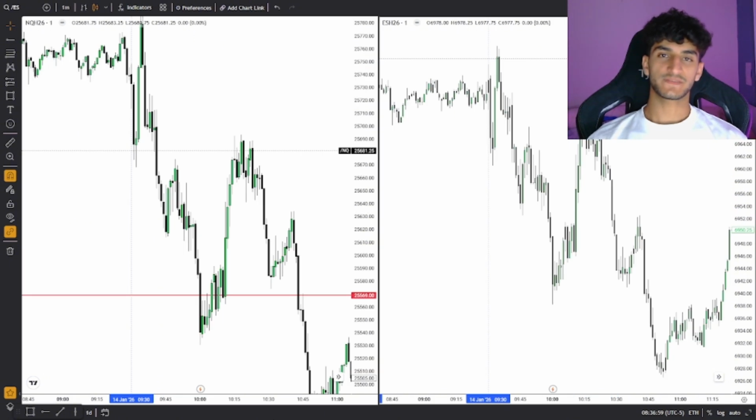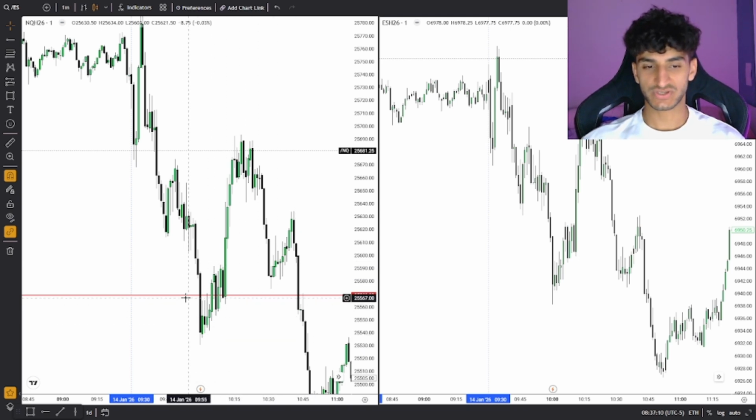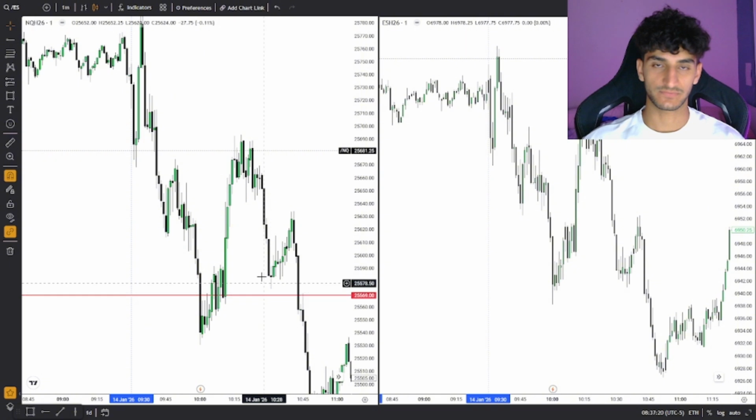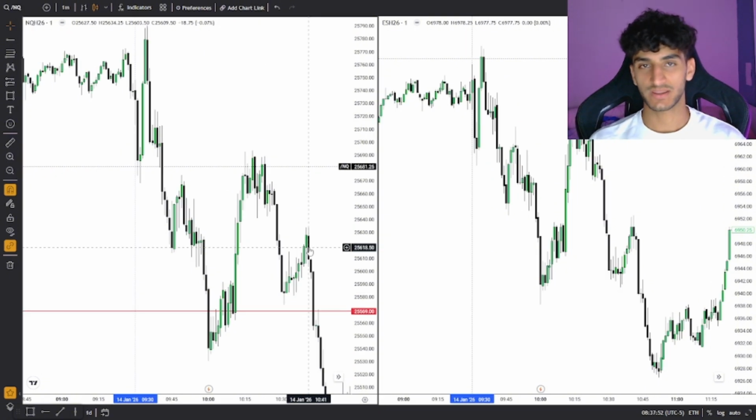Now, dropping down from the 15-minute time frame, which was used for marking up all the previous session liquidities, down to the 1-minute time frame where we actually execute our trade and look for our entry. Now, as we can see, this red line right here is the sell-side liquidity level that I mentioned on the 15-minute time frame, which is the 25,569 sell-side liquidity level.